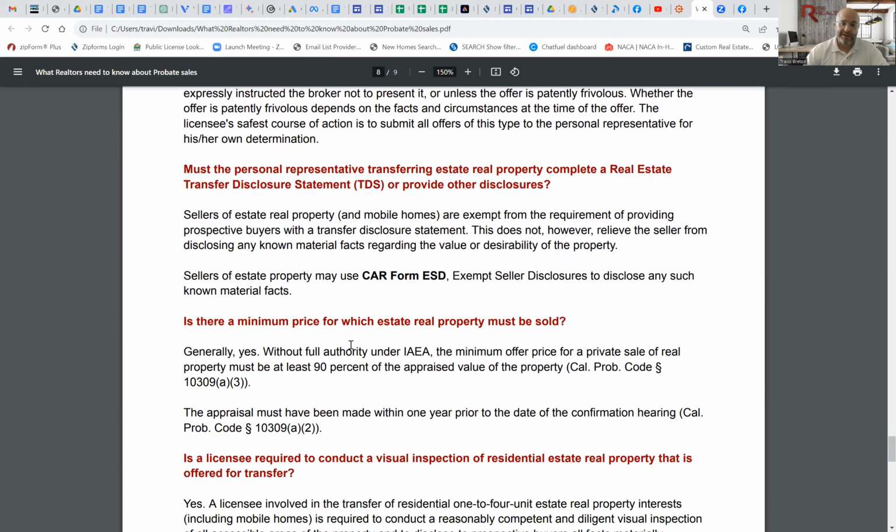Is there a minimum price for which estate real property must be sold? Generally, yes. Without full authority under the IAEA, the minimum offer price for a private sale of real property must be at least 90% of the appraised value of the property. The appraisal must have been within 1 year prior to the date of the confirmation hearing.